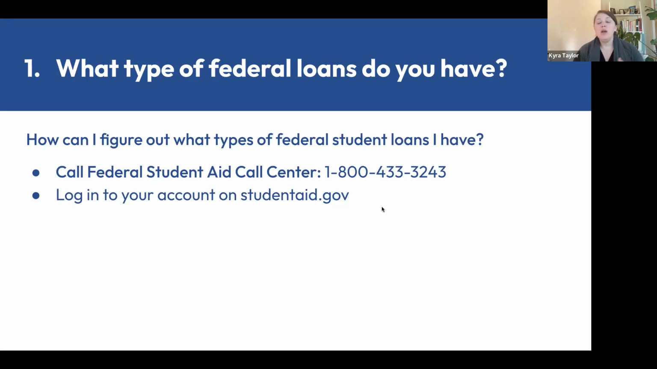We're going to walk through, for most folks, it's going to be much faster to log in on studentaid.gov because there will be call center wait times if you call the number. So we're going to walk through what you need to look at on your account on studentaid.gov together. As we just heard, this session is being recorded, so you'll be able to reflect back on this recording to figure out what types of student loans you have, what types of federal student loans you have.